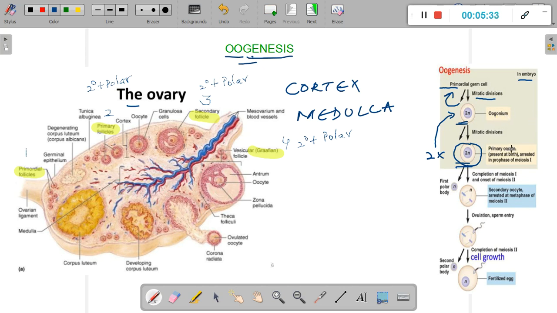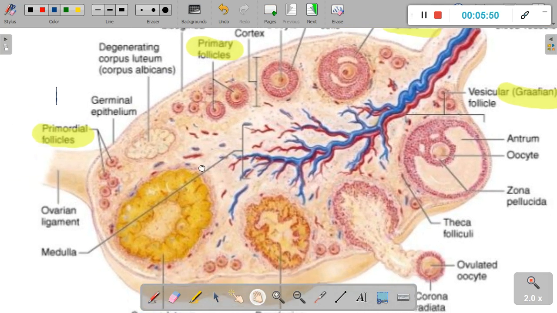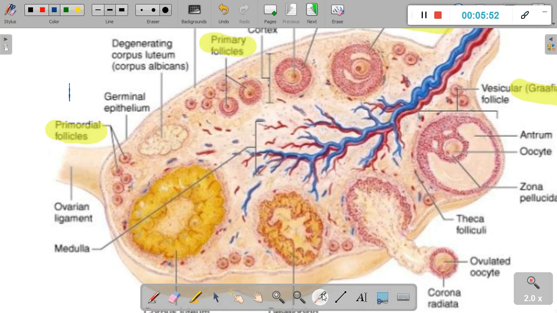So now we've got primary oocytes, and they are diploid. Now in this particular ovary we do not see any primary oocytes. That is because the primary oocytes are located in special structures, which are known as follicles. Let me move the slide around, and I've magnified this ovary. Now these primordial follicles, let us use a marker.